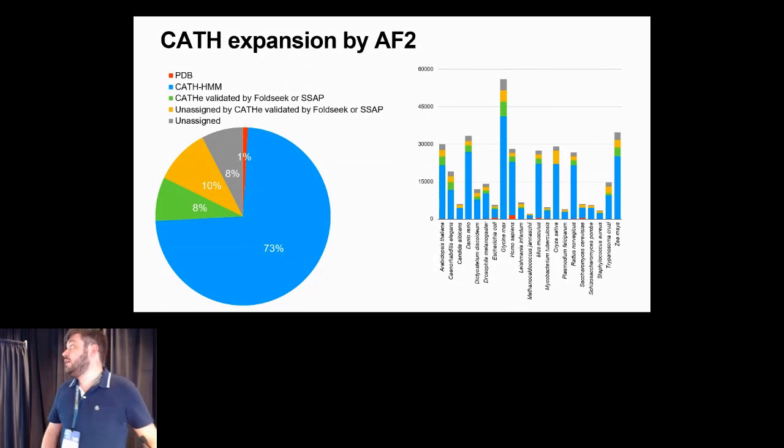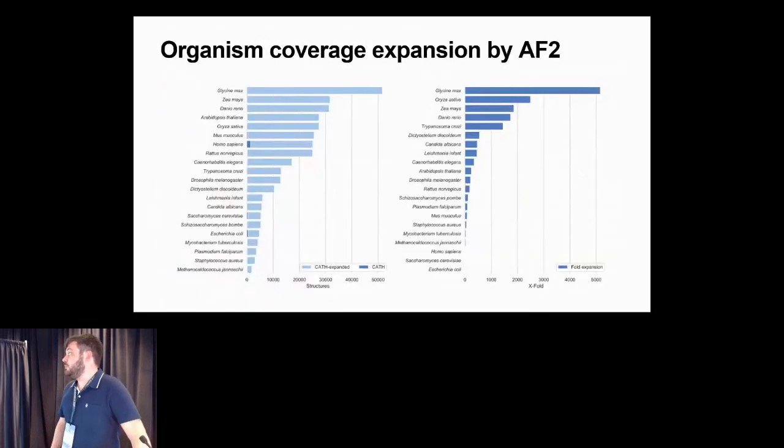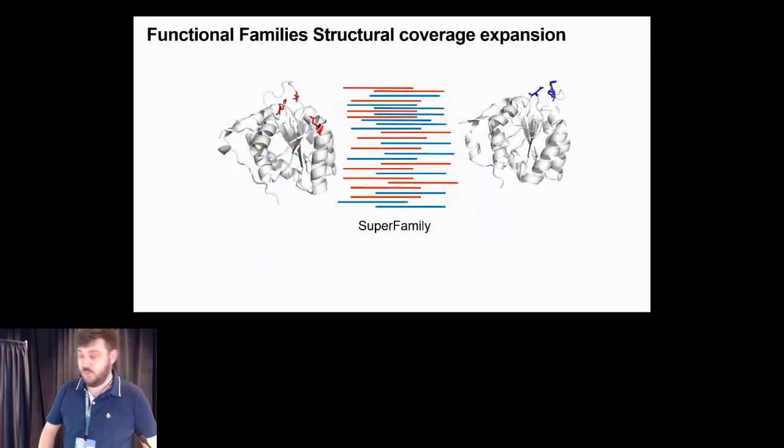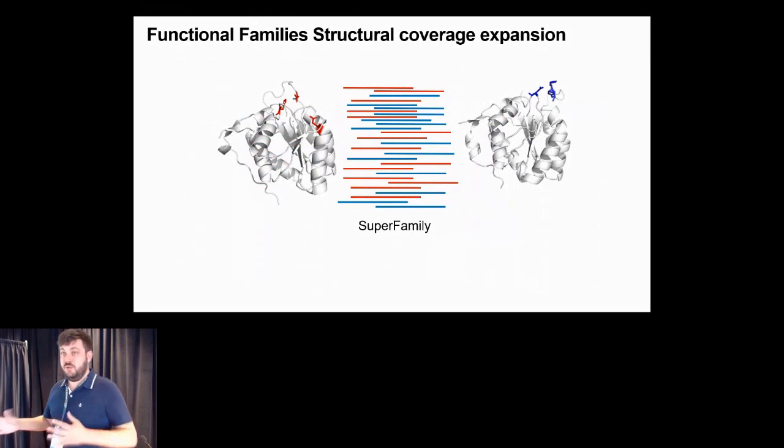So this is a massive increase in structural coverage. As you can see here, especially for certain organisms, plants mostly, like Oryza sativa, maize, and Glycine max, they have almost a 4,000-fold expansion in structural coverage. For our internal classification, it was also very useful because within CATH superfamilies there is enough diversity in sequence between paralogs that you can also find different functions among them.